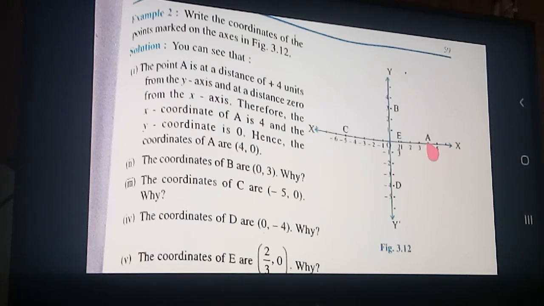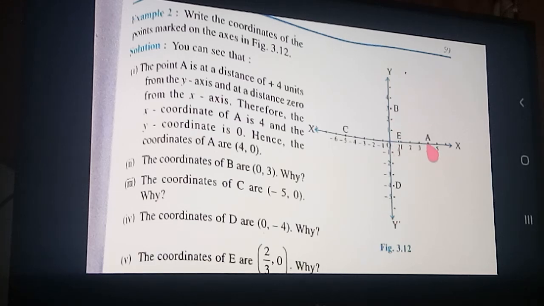It is not moving away from the x-axis. So how many units is it moving upside or downside? On that basis the y-coordinate comes. Here the point is not moving away from the x-axis, so the y-coordinate will not exist. Therefore, any point which lies on the x-axis has y-coordinate 0. Similarly, any point on the y-axis has x-coordinate 0. Is it clear now?